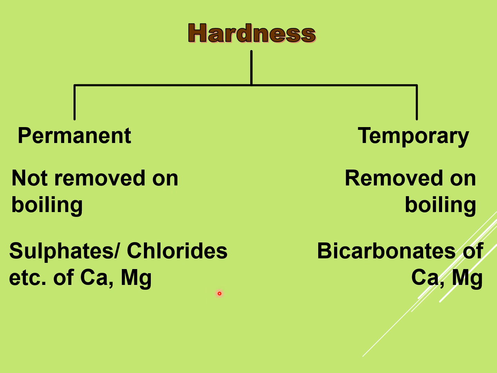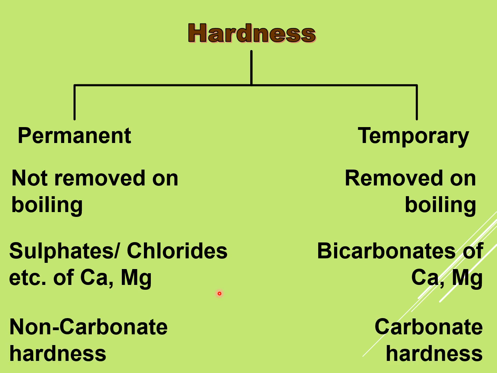Now there is another name given for permanent and temporary hardness. Temporary hardness is generally called carbonate hardness. The permanent hardness is called non-carbonate hardness. This is a commercial naming. This is not an IUPAC approved naming. IUPAC approved is temporary and permanent. Commercially, it is called carbonate hardness and non-carbonate hardness.